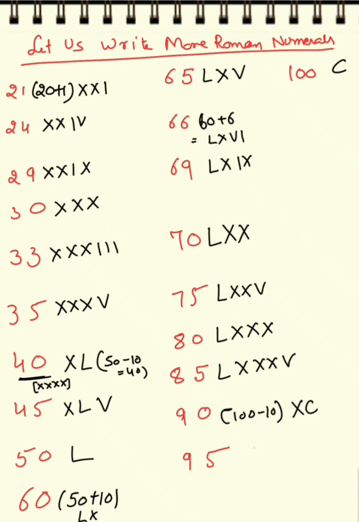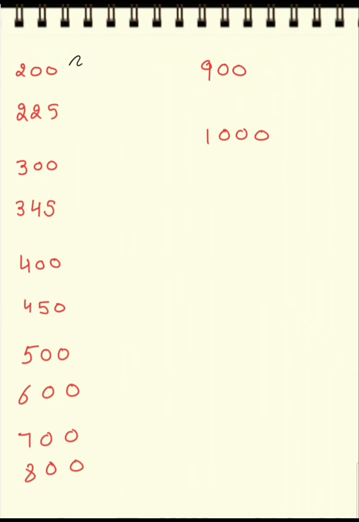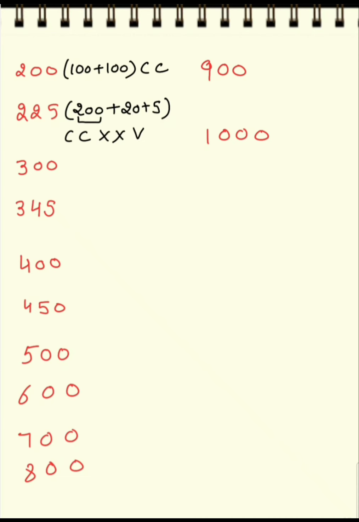And 95 will become XC, and for 5 we have this. 200 we can write like 100 plus 100, means we can write CC for 200. And how to write 225? For this we have to split this: 200 plus 20 plus 5. So for 200 what symbol we have? Double C. And for 20 we have double X, and for 5 we have this.